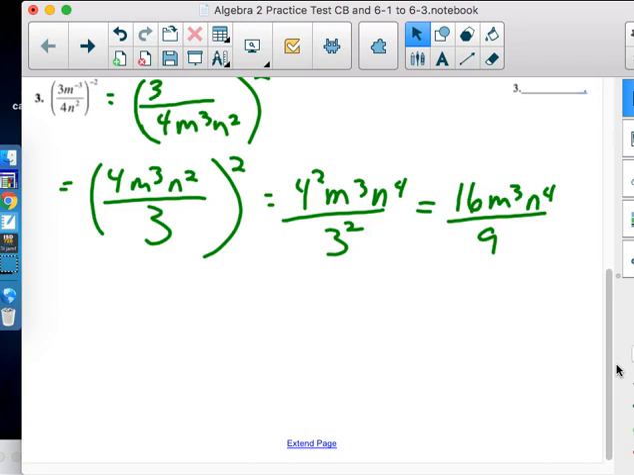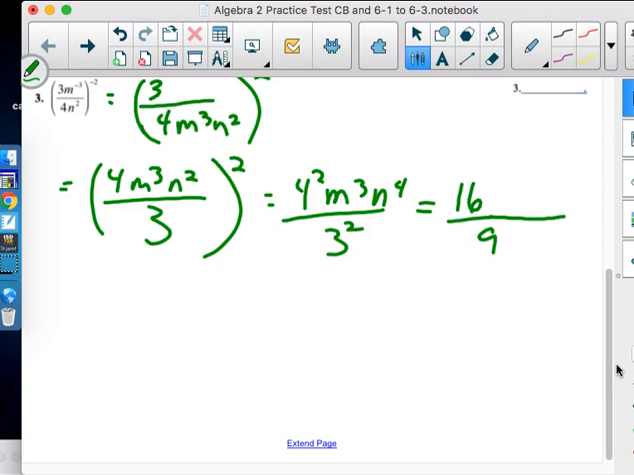Oh, because I just did the numbers. What should we put? M to the? N to the? Yeah, I got yakking about the 16 and the 9 and totally blew off the powers there. There we go. You feel okay about 1, 2, and 3?